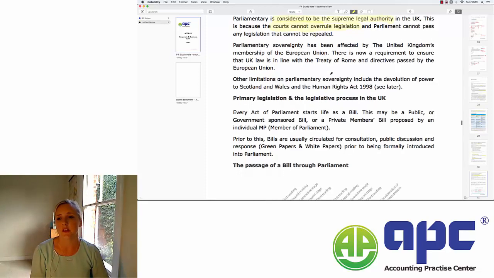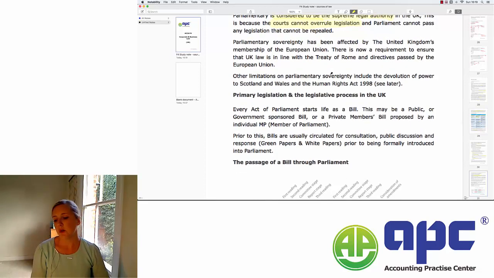First of all is the United Kingdom's membership of the EU. So our position as a member state means we now have to ensure our laws are in line with the Treaty of Rome, which was the first treaty that set up the membership of the European Union, but also anything that comes out of the European Parliament, so directives that we are required to, as a member state, put into law in our country. So that has slightly eroded the doctrine of sovereignty of Parliament.